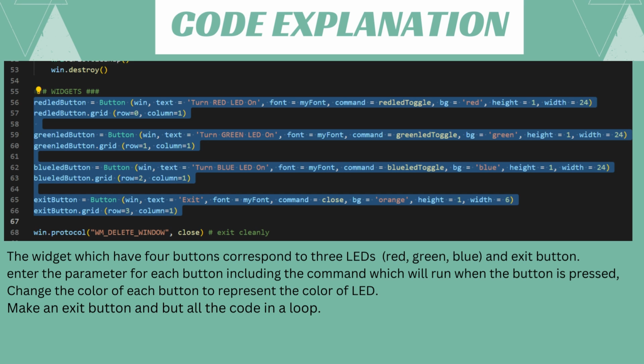Next, there is the background color which is set to red. Height of the button is 1 and the width of the button is 24. Next, we consider our window to be in form of a grid, that is rows and columns. So I place my first button in the first row and first column. Second button will be in the second row and the first column. And at last, we have the exit button which will exit the window.